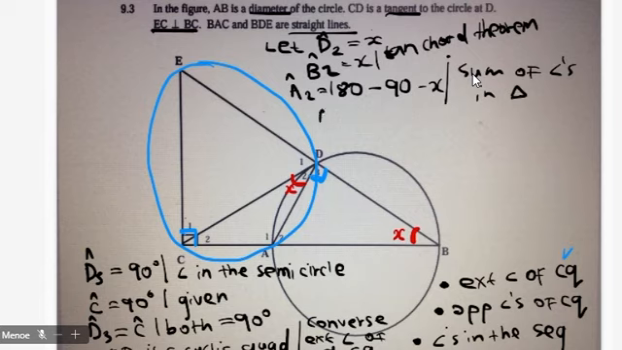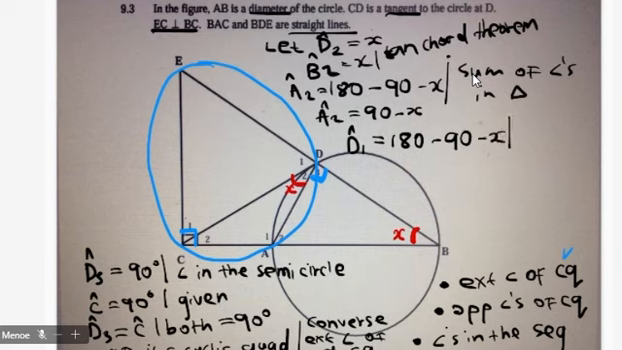Then you are going to get A2 is equal to 90 minus X, because 180 minus 90 is 90 minus X. Then you are going to try to find what? D1. When we find D1, we're going to say D1 is equal to 180 minus 90, which is D3 again, minus X. Why are we saying so?